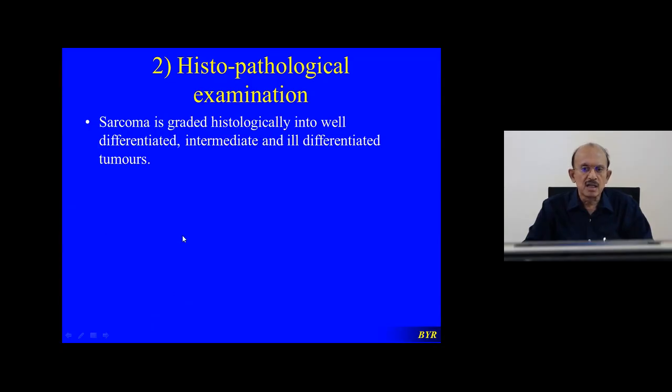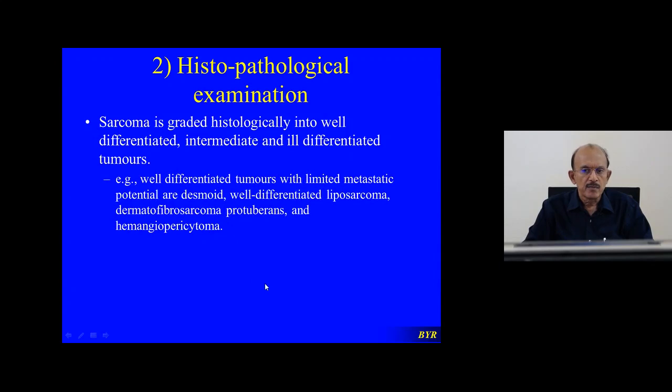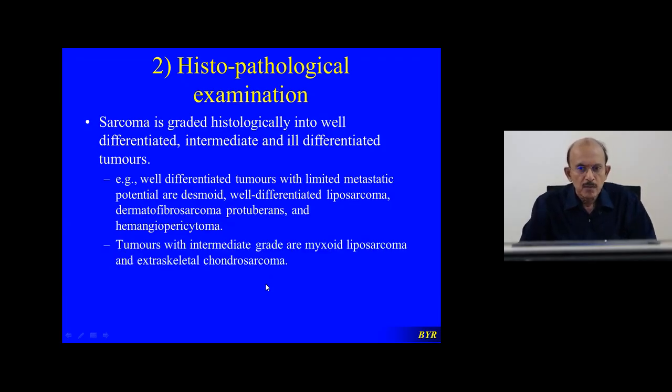Sarcoma is graded histologically into well-differentiated, intermediate, and ill-differentiated tumors. Well-differentiated tumors with limited metastatic potential are desmoid tumor, well-differentiated liposarcoma, dermatofibrosarcoma protuberans, and hemangiopericytoma. These are all the well-differentiated tumors. Then tumors with intermediate grade are myxoid liposarcoma and extraskeletal chondrosarcoma.